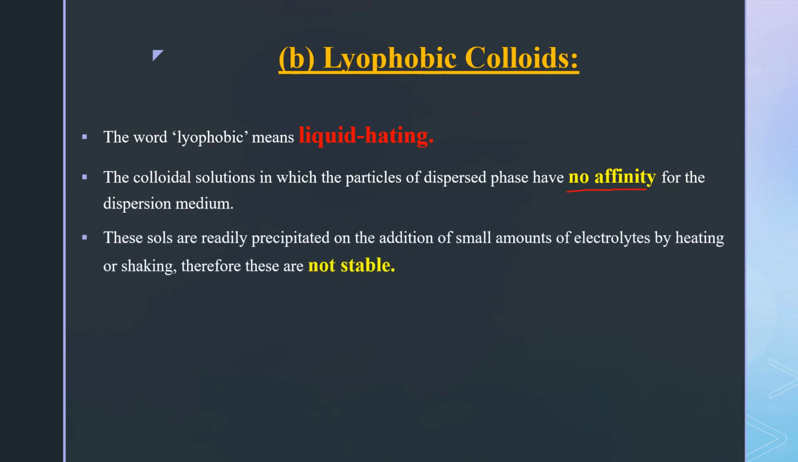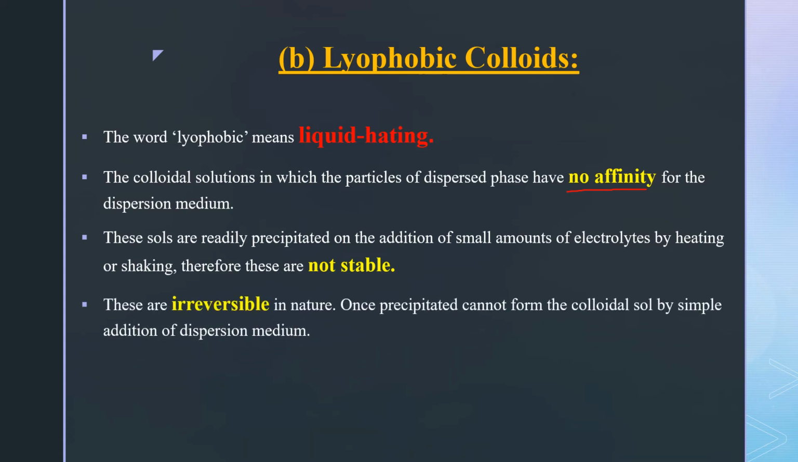And these sols are readily precipitated on the addition of small amounts of electrolytes, by heating or shaking. Therefore, these are not stable. These are irreversible in nature. Once precipitated, they cannot form a colloidal sol by simple addition of dispersion medium. These are formed only by special methods.